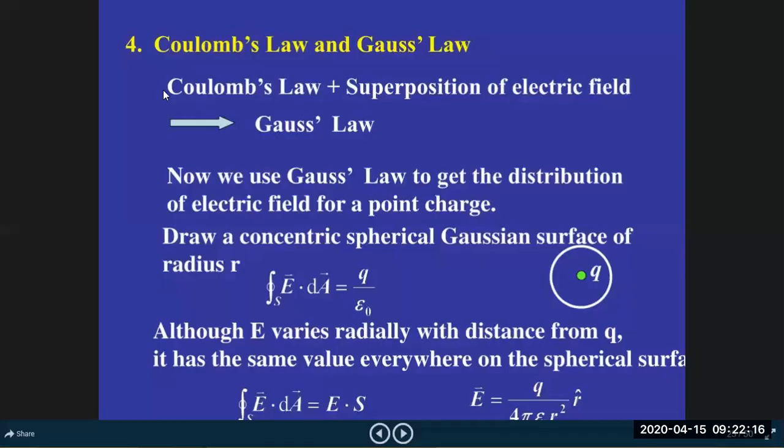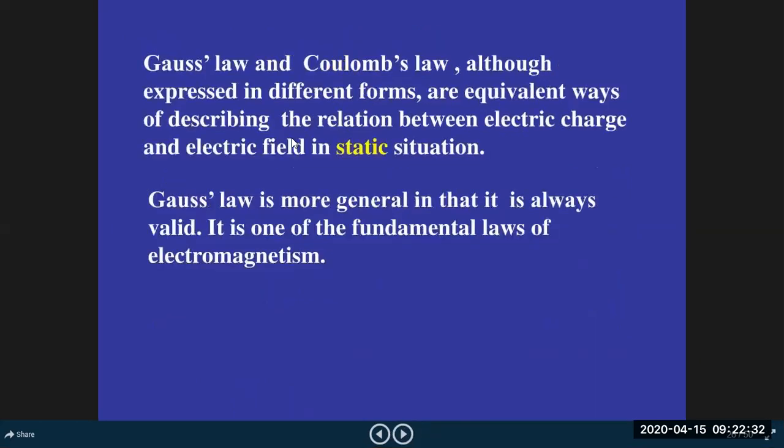In the last class, we discussed Coulomb's law and Gauss law and compared them, and using Gauss law, we derived Coulomb's law. Now, even this was discussed that Gauss law and Coulomb's law, although expressed in different forms, are equivalent ways of describing the relation between the electric charge and electric field.